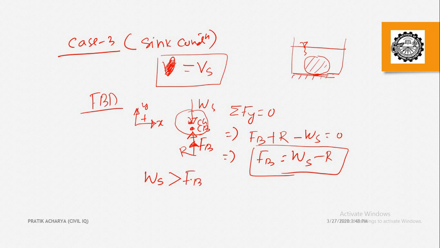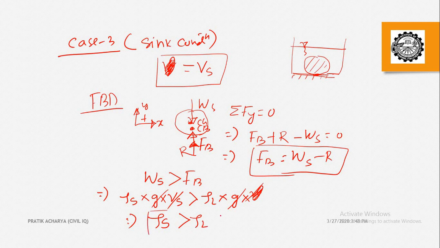What does the weight being more than the buoyancy force mean? It means the density of the solid times g times the volume of the solid is greater than the density of the liquid times g times the volume, since it is completely submerged. The g and the V already cancel, so the density of the solid body is greater than the density of the liquid. When this condition prevails, it is called sinking. This body will sink completely to the bottom.